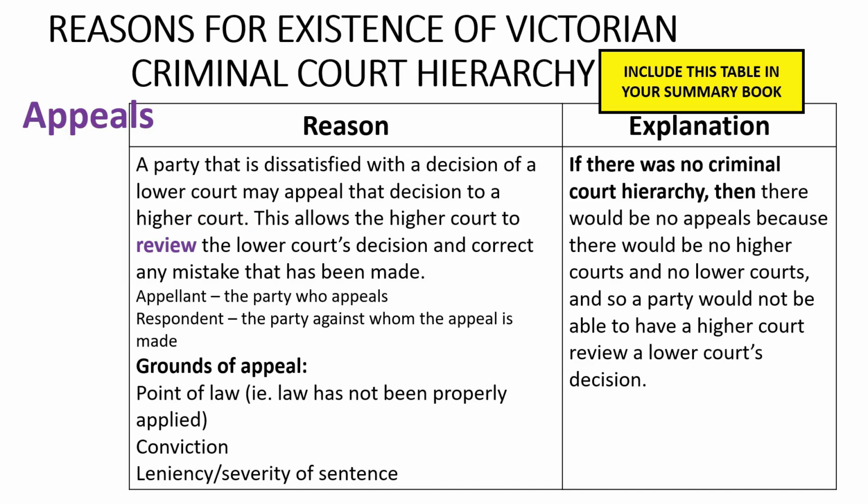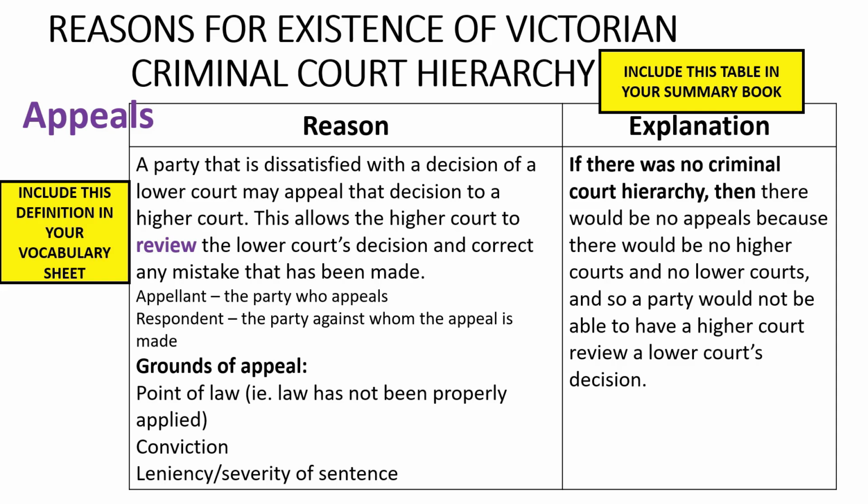Let's now look at the second reason for having a Victorian criminal court hierarchy, that is, appeals. In an appeal, a party that is dissatisfied with the decision of a lower court requests a higher court to review the decision of the lower court so that the higher court can correct any mistakes in the lower court's decision. Look down the left-hand side of your vocabulary sheets, find the word appeal and write this definition in there.